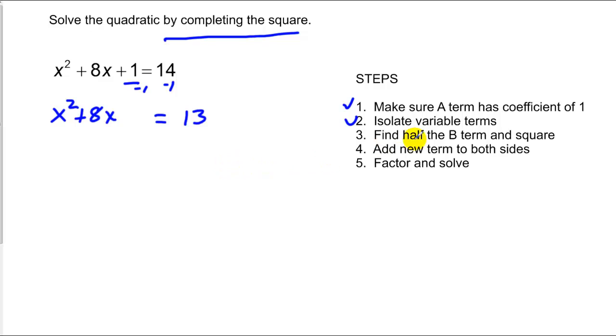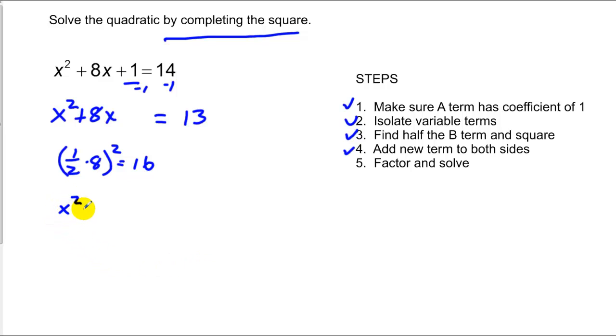Then I want to find half of the b term and square it. So my b term is 8. I'm going to take half of that, and I'm going to square it. And that gives me 4 squared, which is 16. So I've done that. Next, I'm going to add that new term to both sides of the equation.